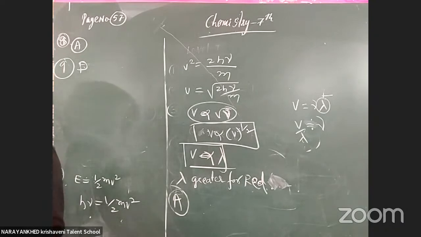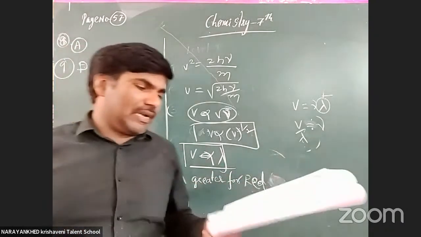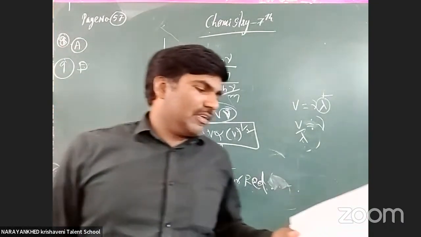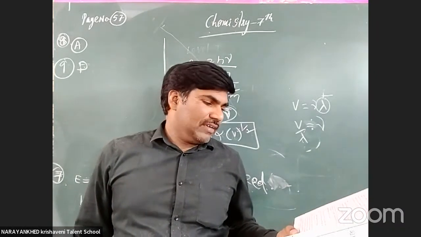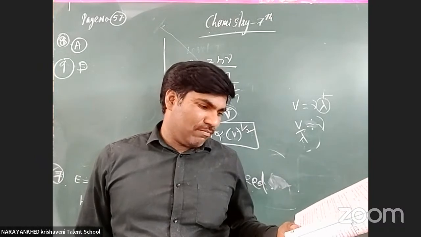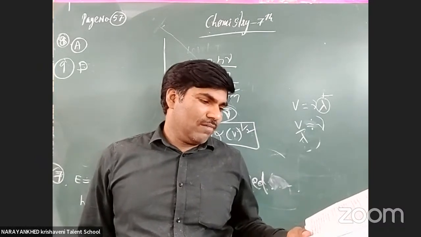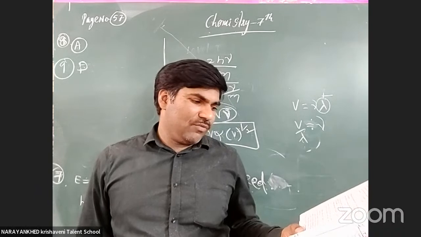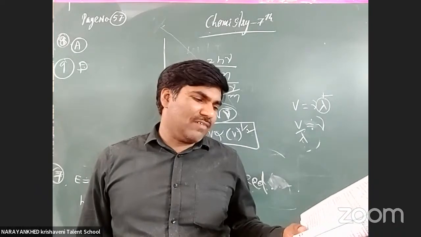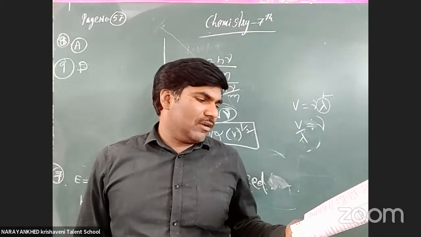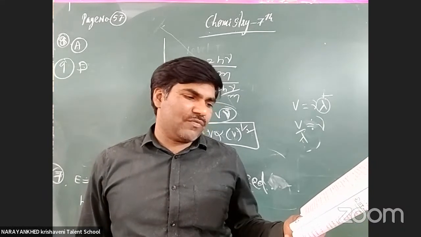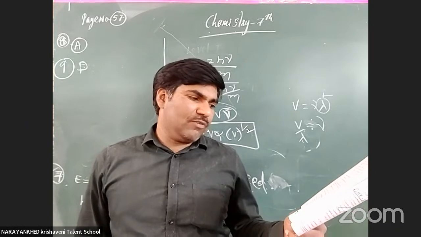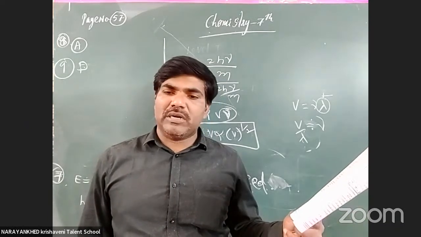Tenth one. Which of the following statements is correct about wave number? It is the distance traveled by a wave in 1 second. No, it is not correct. It is defined as the number of wavelengths per unit length. It is defined as the number of waves which pass through a particular point in 1 second. It is defined as the distance between a neighboring crest and trough of the wave. No, it is defined as the number of wavelengths per unit length.